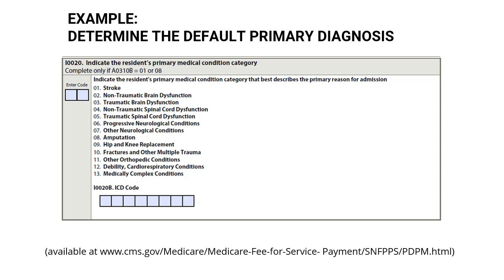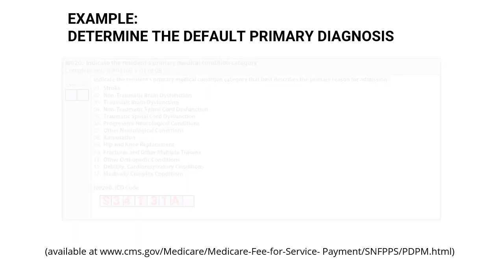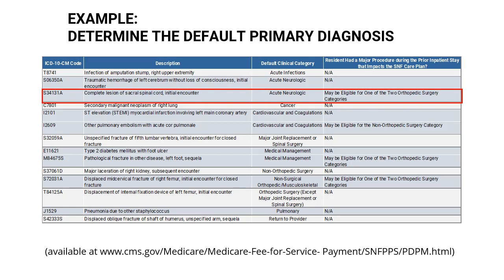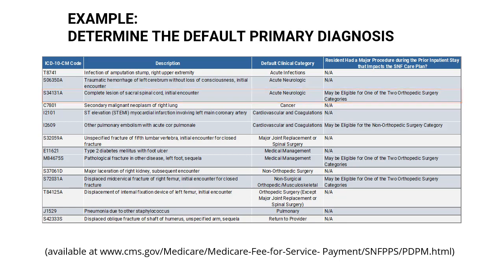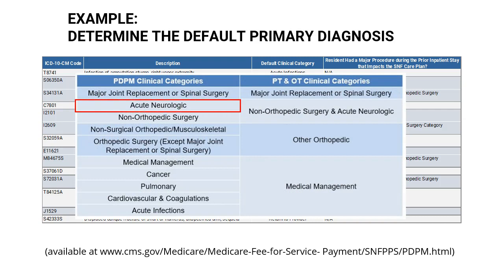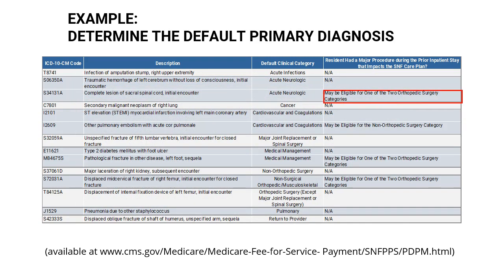For our example, patient A has a primary diagnosis ICD-10 code of S34131A entered in item I-20B. Going to the CMS clinical mapping tool, we see S34131A is a complete lesion of the sacrospinal cord, initial encounter. The patient's default PDPM clinical category is acute neurologic, and this patient may be eligible for one of the 2 orthopedic surgery categories.